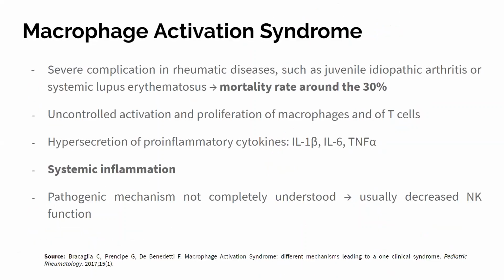Finally, one example of a disease would be macrophage activation syndrome, which is a severe complication with up to 30% of mortality in many rheumatic diseases, but most frequently in juvenile idiopathic arthritis. And what happens here basically is an uncontrolled activation of macrophages and T cells and an increased release of cytokines that produces systemic inflammation.